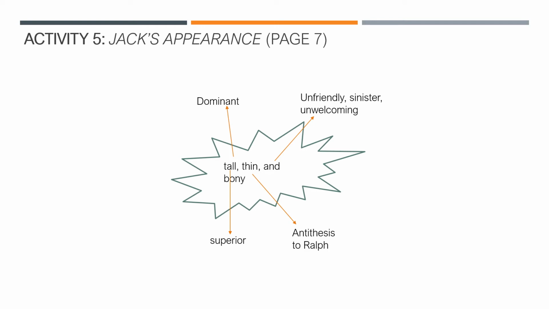Looking at connotations of that word, so how it makes you feel and what it makes you think about, and if there are any language devices being used. So my example is using the quote, "tall, thin and bony." I've added an arrow off the word "tall" because I think that it indicates that Jack is dominant because he has a physical kind of presence over the boys, and it also shows that he is superior. I said that "thin and bony" betrays Jack as unfriendly, sinister and unwelcoming, as he is the antithesis, so the opposite, to Ralph.